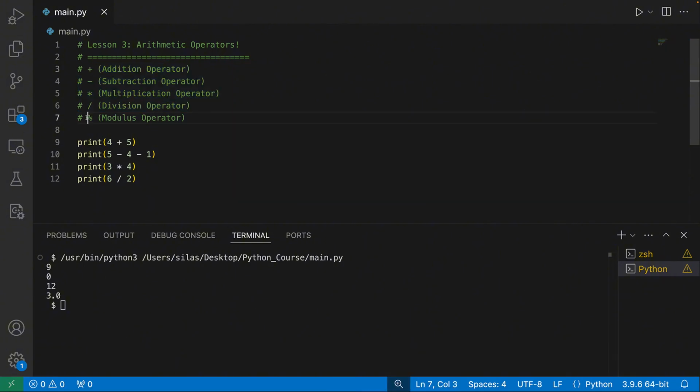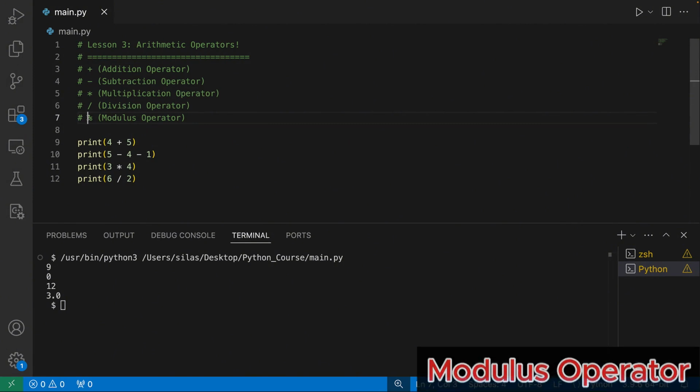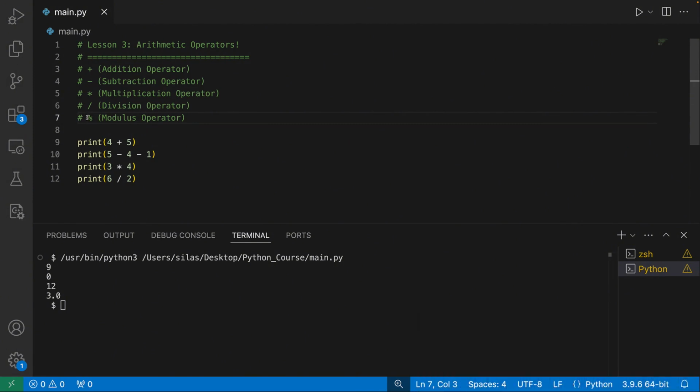And now we have this other type of operator called the modulus operator. This operator is kind of unique because you're not going to just see this in any math or algebraic equation, but in Python you're probably going to come across this a lot. So what is the modulus operator? Well, the modulus operator is just an operator that gives you the remainder of a division operation.